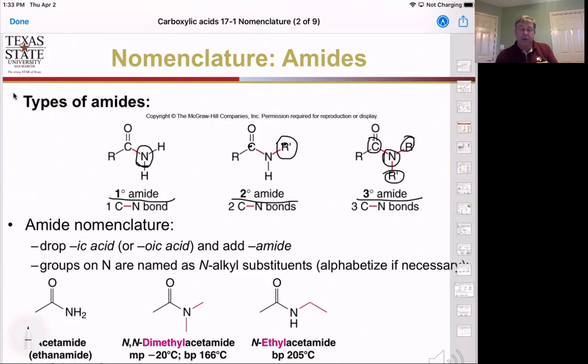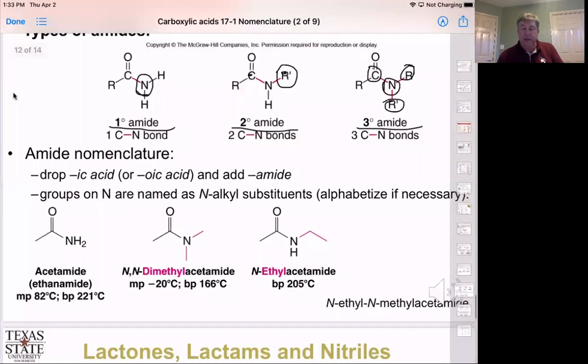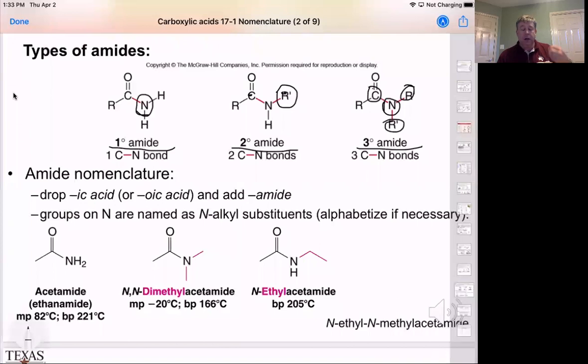Notice that follows along with the idea of amines. 1 carbon to an amine is a primary amine, 2 carbons to an amine is a secondary amine, and 3 carbons to an amine is a tertiary amine. So it follows that nomenclature correctly. Okay, so when we're naming these, we actually can use the common name, drop the oic acid, and add the word amide. So if we have acetic acid here, we go acetamide, okay, or ethanamide.